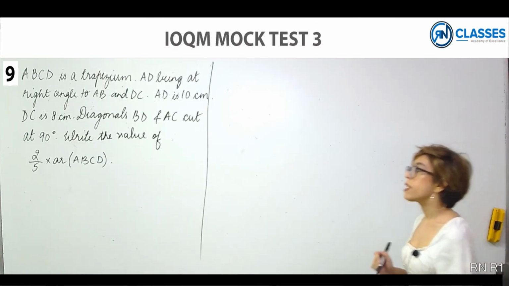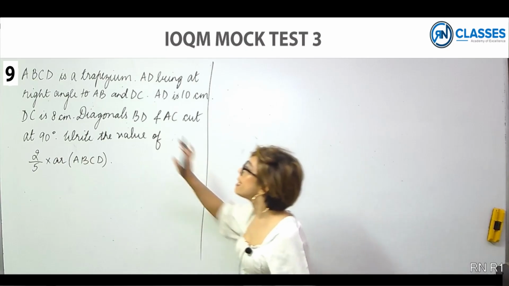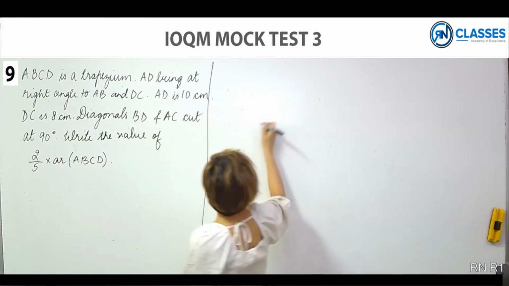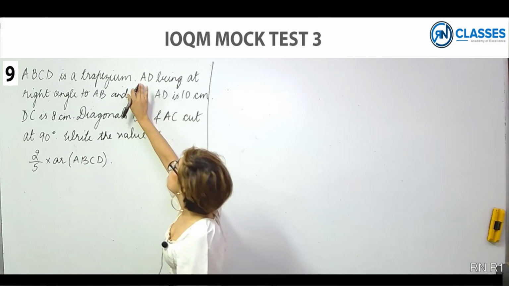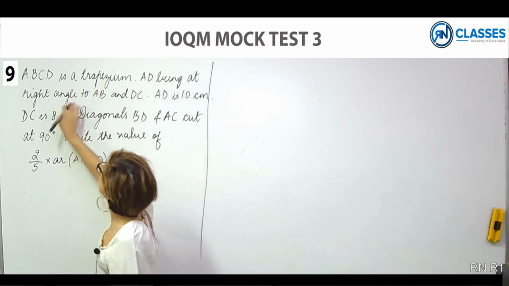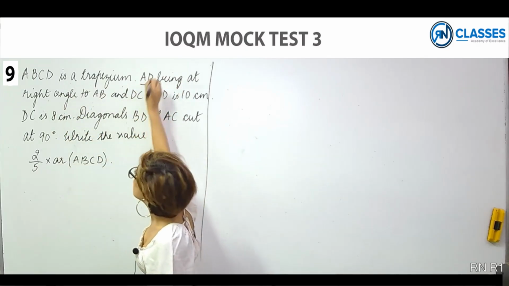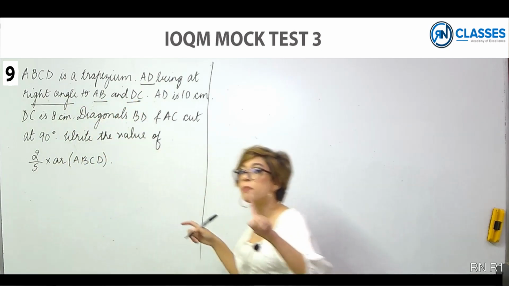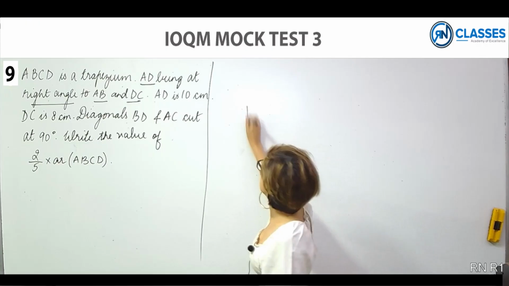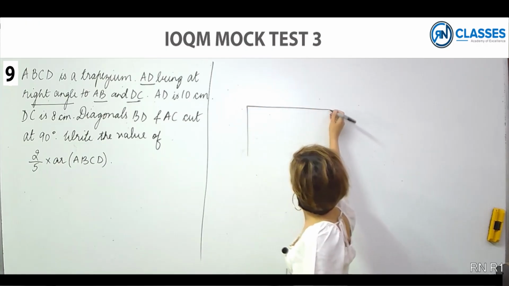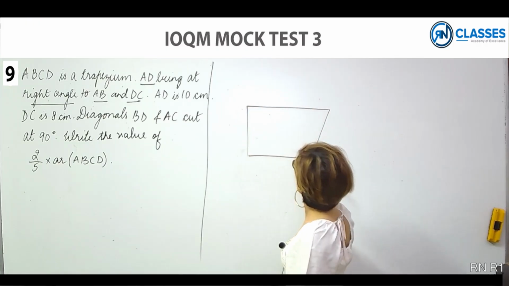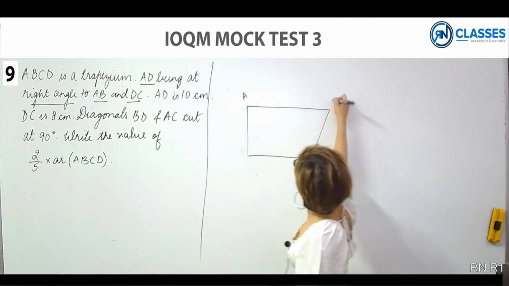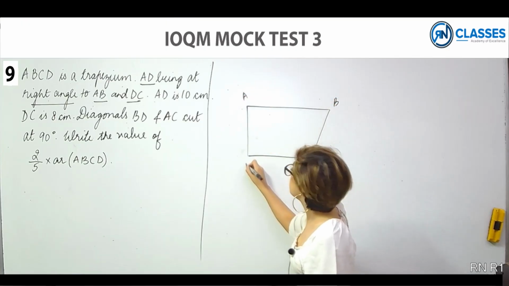Alright, on to the next one. Now, he says ABCD is a trapezium. But before that, AD is at right angle to AB, and AD is actually perpendicular to AB as well as CD. So, I will make the trapezium accordingly. Suppose my trapezium looks like this. Alright, so this is A, B, C, D.